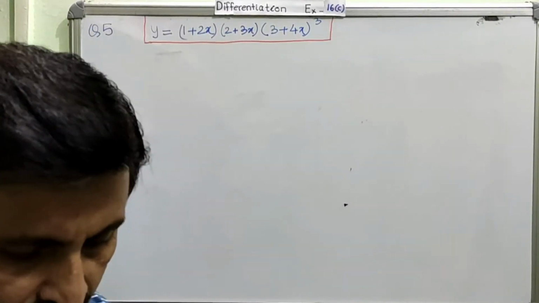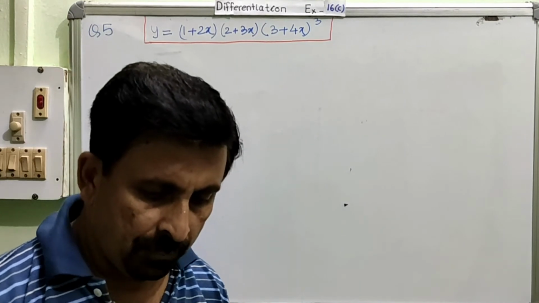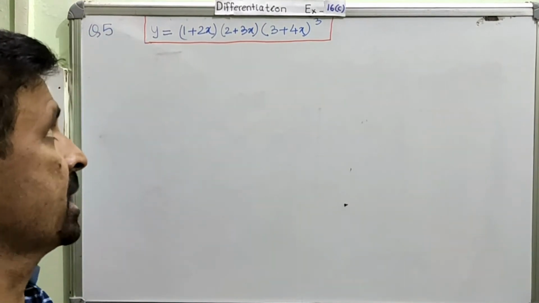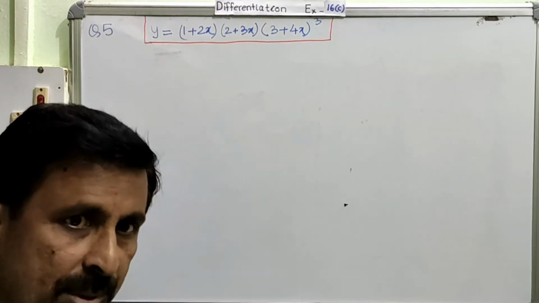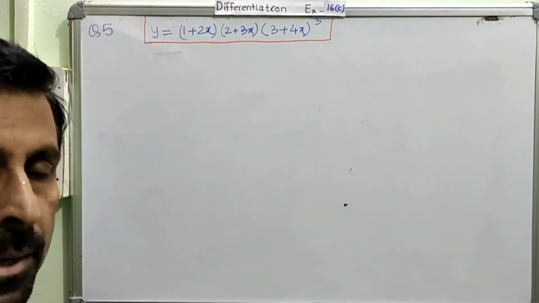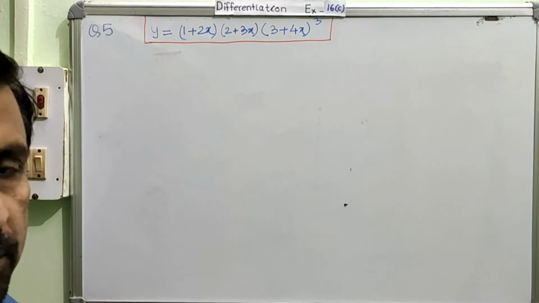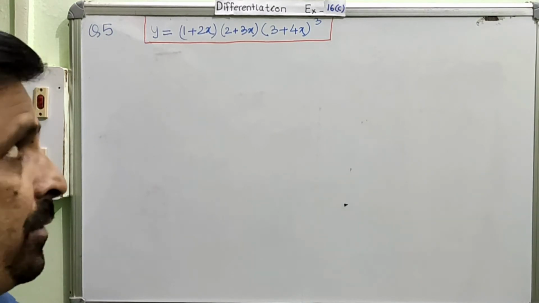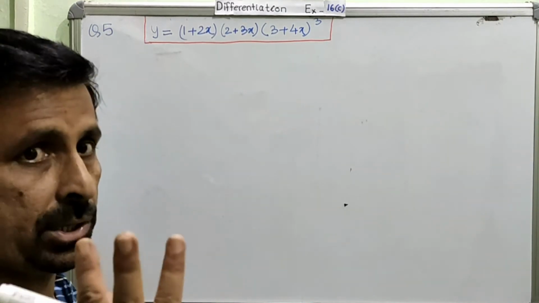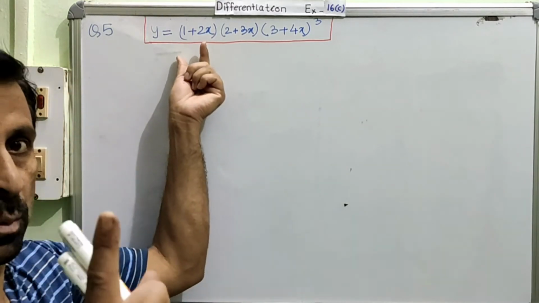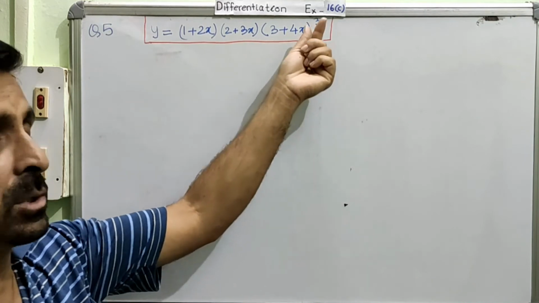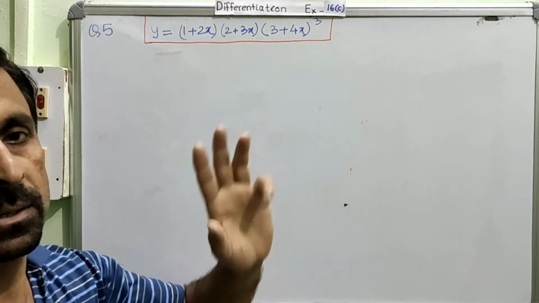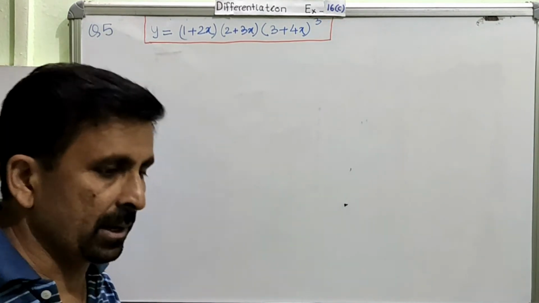Now after question number 2, we are moving on to question number 5. In question number 5, you can see how many algebraic expressions we have. In the previous question, we had 2 algebraic expressions. Here, how many do we have? There are 3: 1 plus 2x is number 1, 2 plus 3x is number 2, and 3 plus 4x to the power 3 is number 3. Here there are 3 functions.